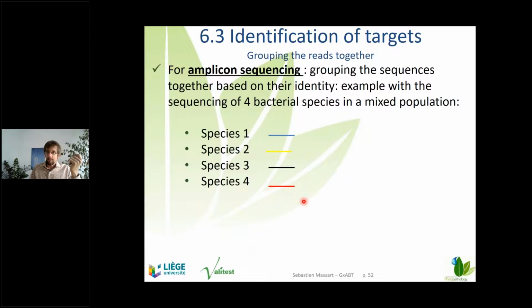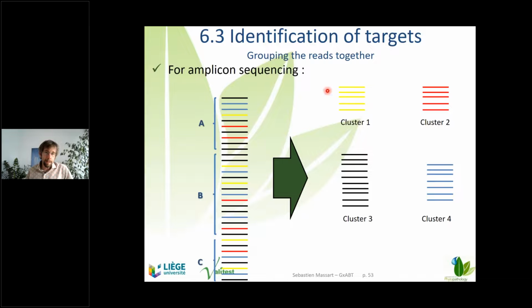With amplicon sequencing, the story is different, because here you need to group the reads together. For example, we have 4 bacterial species in a mixed population. You can see 4 colors for these species. We amplify a specific region, we sequence this, and we generate, as it is here, plenty of reads from sample A, from sample B, from sample C. Then stringent quality control is applied.